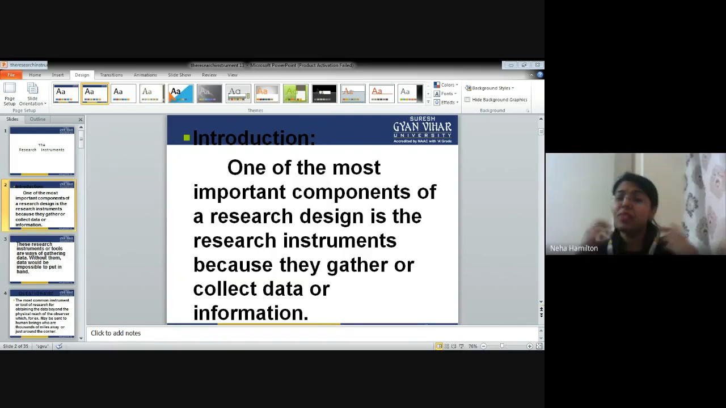So it is a tool. What kind of tool? It is that kind of tool that helps us to collect data so that we can analyze the data, we can test the hypothesis, and we can tell them that these are the results, inferences, or conclusion of my research.